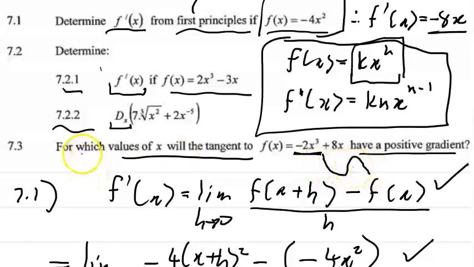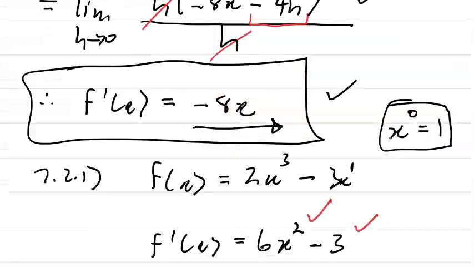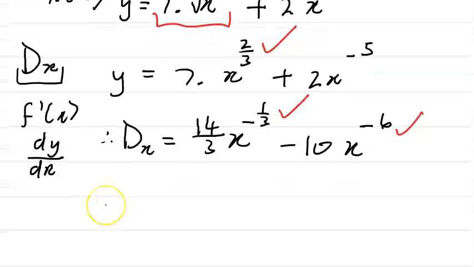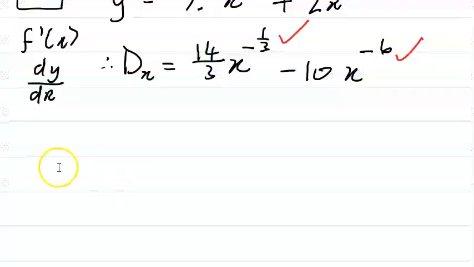So I'll read the question one more time. For which values of x will the tangent to f of x equals minus 2x cubed plus 8x have a positive gradient? Now, that's what we need to concentrate on there as well. All right, so let's look at that. So 7.3, we're going to do it as follows. So we're going to say 7.3, and our question is as follows.